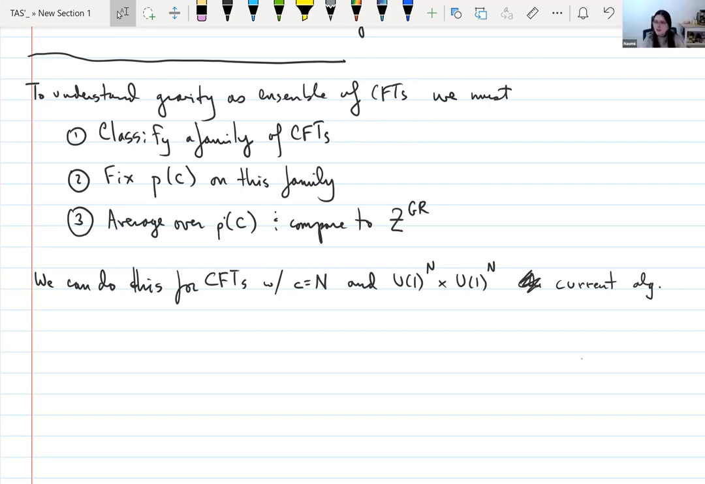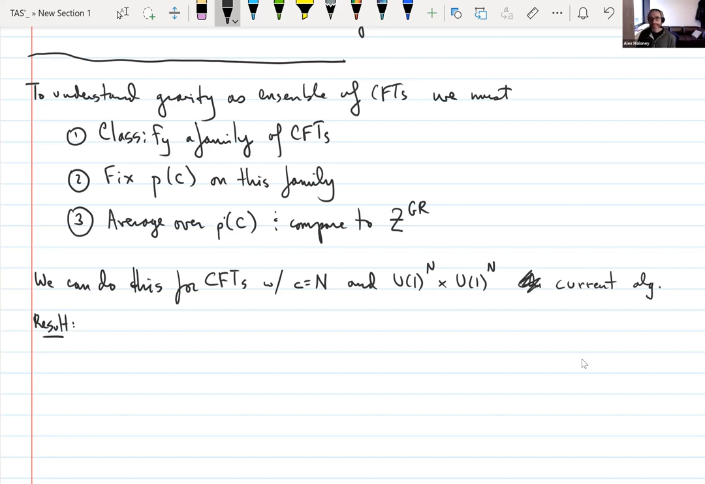Can I ask a question? Sure. From what you've said so far, it doesn't seem like averaging over any family of CFTs with any probability distribution is going to give you a theory of gravity, right? So is it just a coincidence in this case? I mean, I assume you're going to tell us. For the family of CFTs, I probably won't have time to get into details.